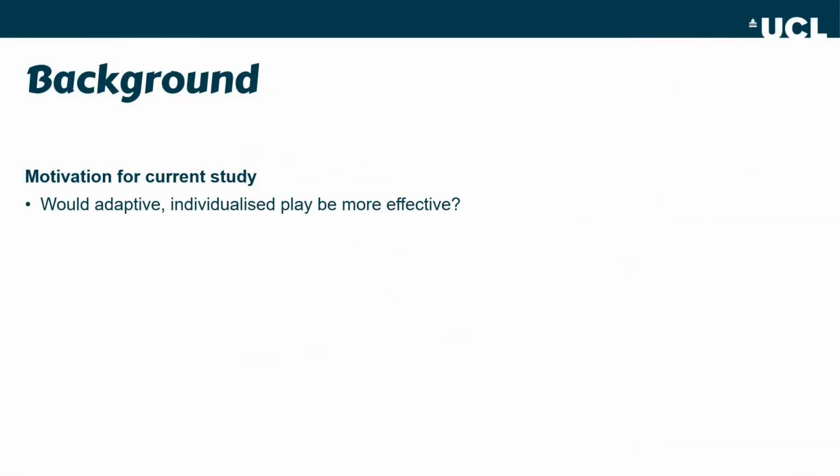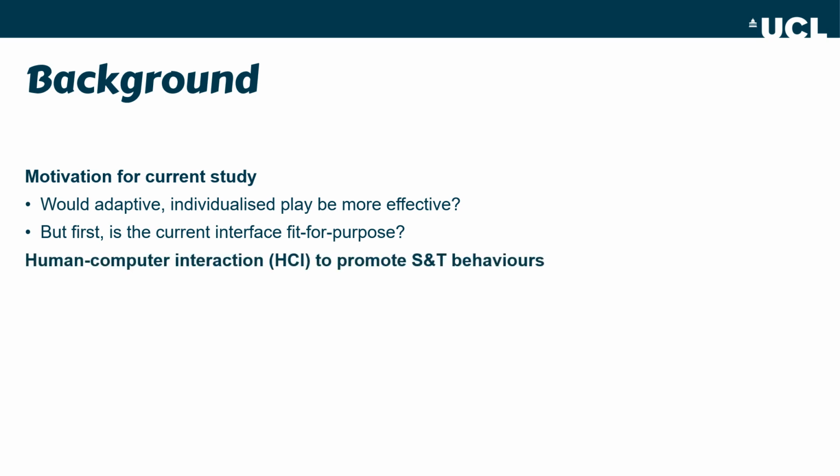So the motivation behind the current study was whether or not individualized training would be more effective than training as a whole group, because the software could potentially adapt to the unique needs of individual children. But before even thinking about adaptivity, we need to consider whether the current design of the interface is fit for purpose. For instance, is the pulsating motion of the icon totally distracting? So we decided to test what HCI features could guide children's stop and think behaviors more effectively when the game is not supported by a teacher.